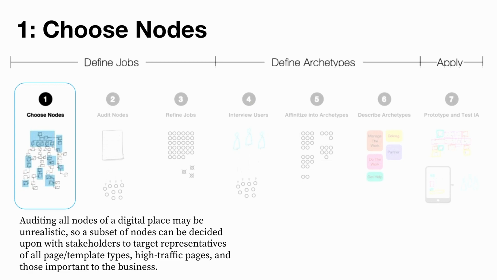choosing nodes. When we approach a project, commonly there's already a place that's been built, and we need to assess how well it is doing, whether it is successful, whether it is appropriate. The first thing we need to do is figure out how to get all the nodes of a digital place, whether it's an app or a website, and we might do an audit.